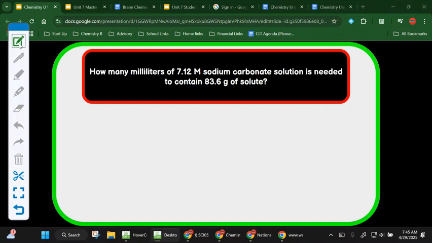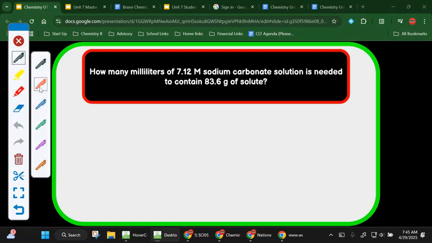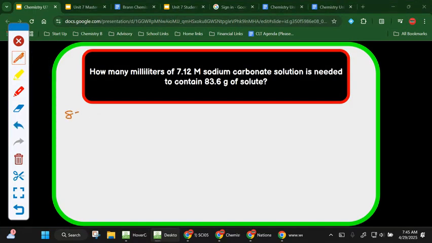Here's my problem. The first way I'm going to do this is I am going to use this formula exactly as I have it set up right here. But the first thing I need to do with this problem, no matter what, is take these 83.6 grams of sodium carbonate, Na2CO3, and get it into moles.